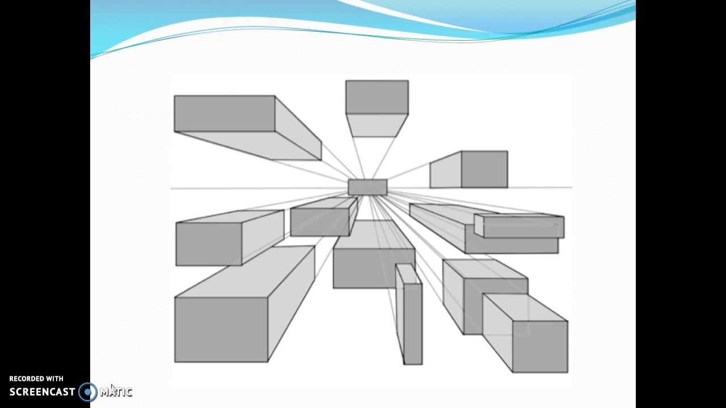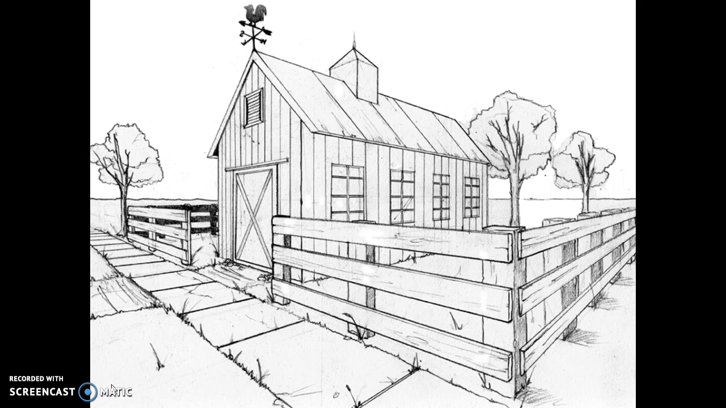And here we have a two-point perspective drawing example. The vanishing points are about halfway up the screen, and it gives the viewer the illusion as if they're standing on the street and looking directly at the house.